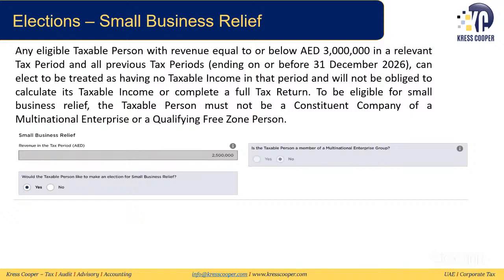So it will give you the option of whether you want to file for the small business relief. Now, if you choose the small business relief, there will be no taxable income in that period, and you don't have to fill in the full return. The return here will become a short return. It will not ask you any more questions, just the basic questions that we went through in the first portion, and the elections will stop over here. No more information will be required from the taxpayer for this tax year where the small business relief has been selected as yes.